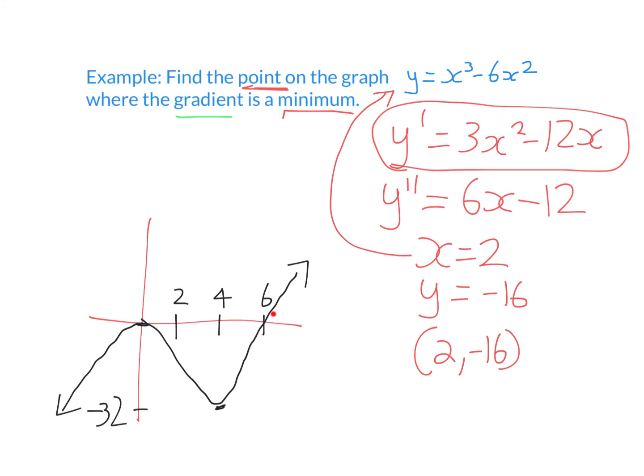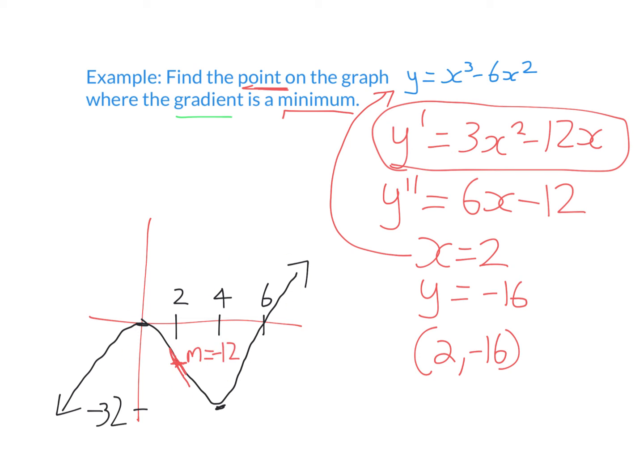So this was the graph of y equals x cubed minus 6x squared. We graphed it on the slide. What it's saying is at this point where x equals 2, y equals negative 16, this is where the gradient of the tangent is a minimum. If I substitute 2 into this function, I get negative 12. The gradient at this point, if I were to draw a tangent, is negative 12. So that's where this function is decreasing the fastest.